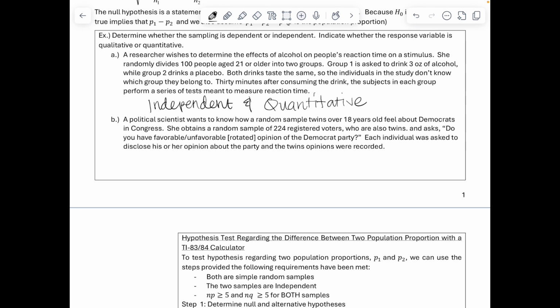So since we are dealing with twins, if I select one person, I must select their twin to compare them to. So we're going to look at dependent sampling here. And this is asking about his or her opinion, so that's not numerical, and so this is going to be qualitative.